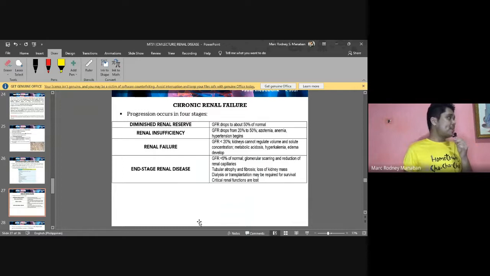There's also anemia na because the kidneys lose their ability to produce erythropoietin, all right, which is again needed for erythropoiesis, so therefore na anemia. And of course, hypertension begins. No, the kidney loses its ability to regulate blood pressure.